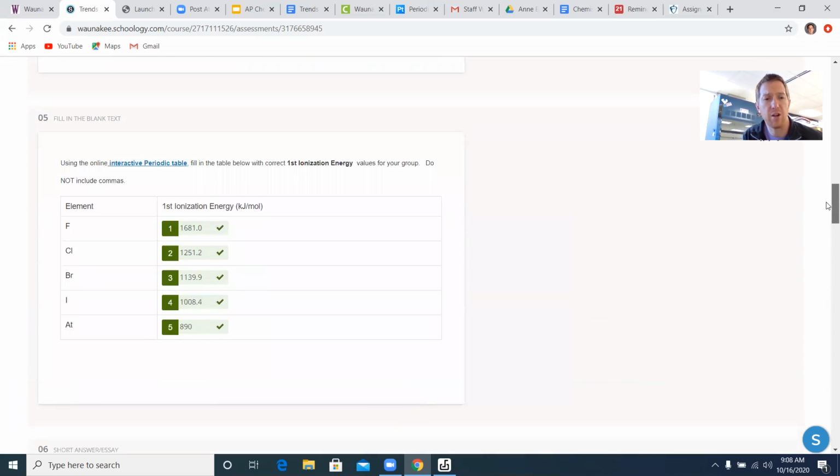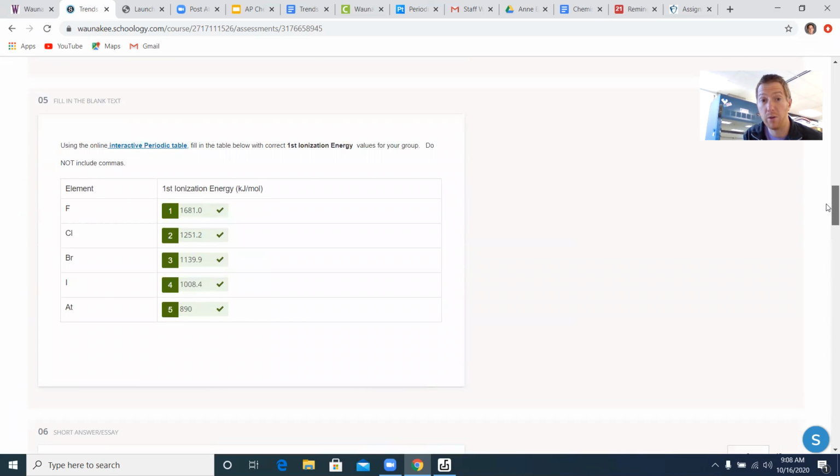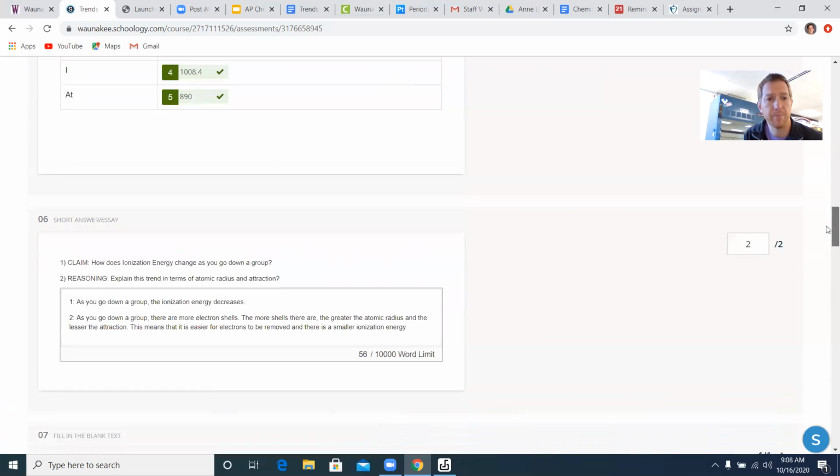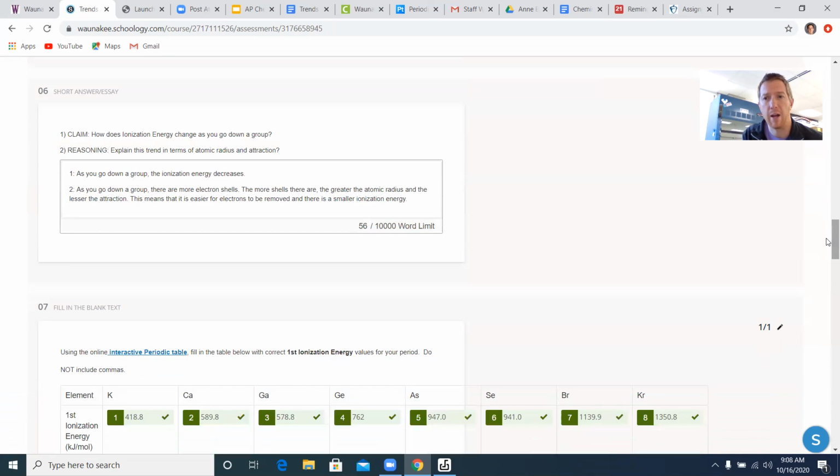Number 5, ionization energy. As you look at those numbers there, they go down as you go down the periodic table. And why? Well, as you look at this student, what they said was as you go down a group, there are more electron shells. Again, remember what we talked about before. The more shells there are, the greater the atomic radius and the lesser the attraction. Now, I would have loved this student would have said lesser the attraction between the nucleus and the outermost electrons, but they still receive full credit for this. This means that it's easier for electrons to be removed, and there's a smaller ionization energy.